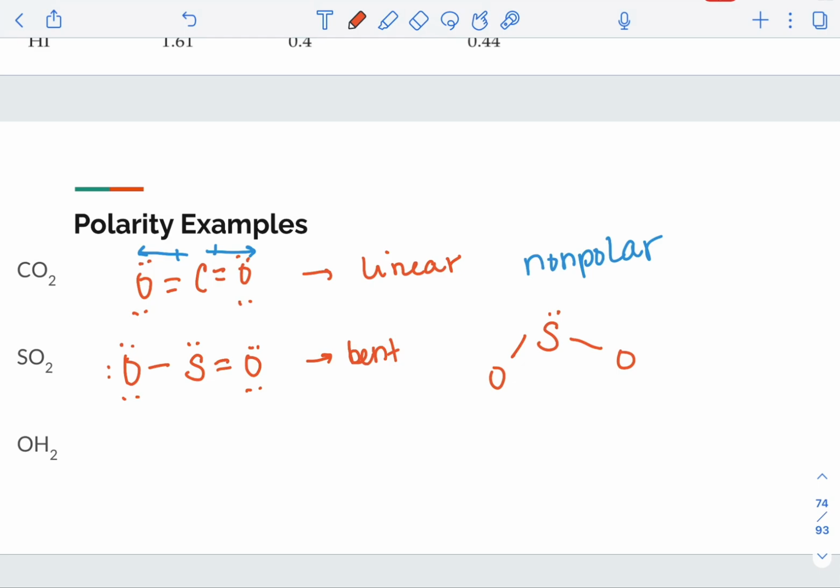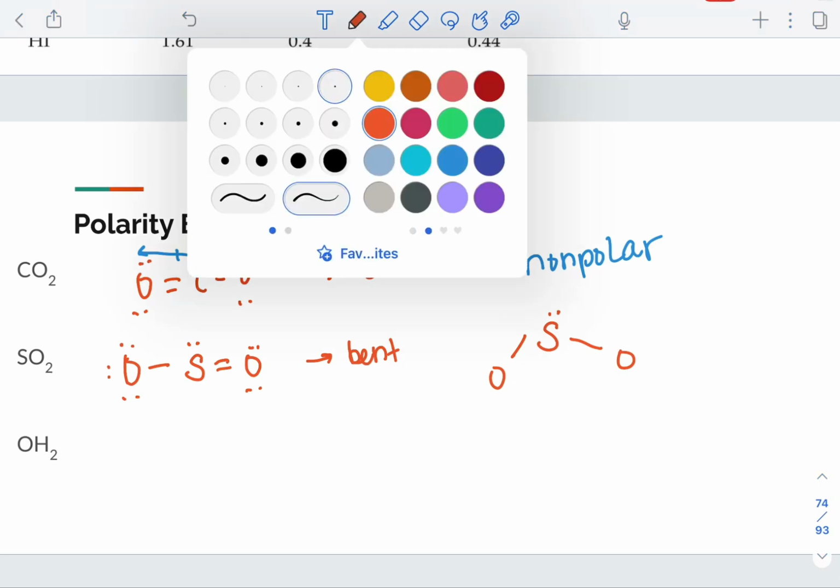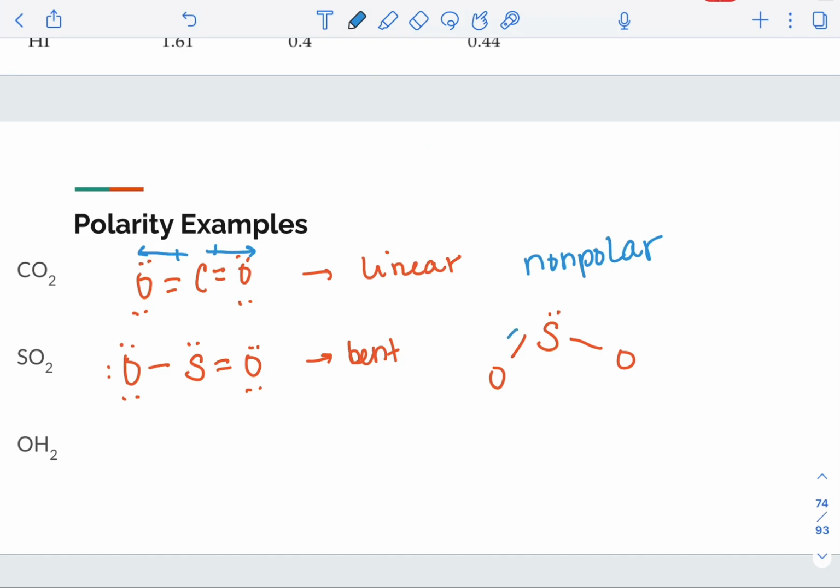Because in a bent shape, the dipole moments are not going to cancel each other out. This is going to be polar. There's going to be a slightly positive charge on the S, and a slightly negative charge on the O.